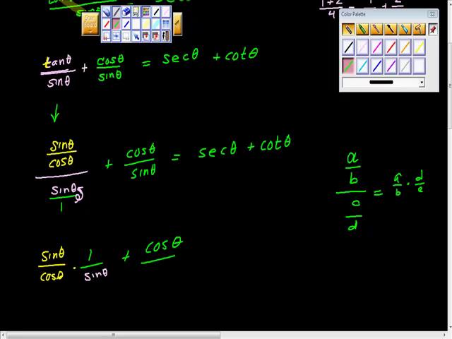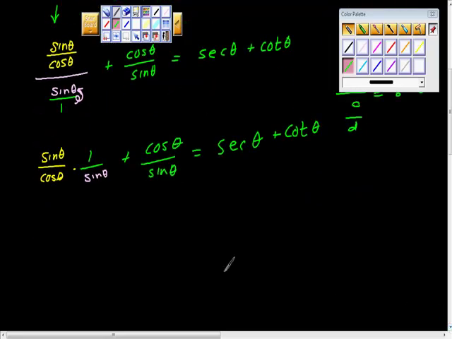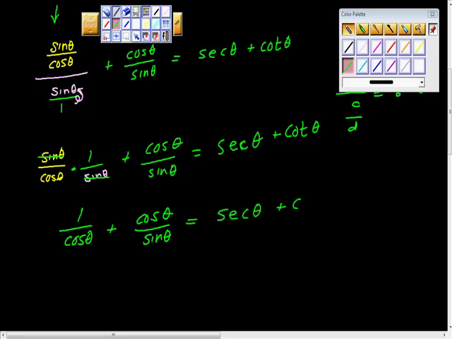Cosine theta plus sine theta equals secant theta plus cotan theta. If you're wondering if you should write all this out, no. The right-hand side, you don't have to keep bringing it along. I just want you to know that we're ending up where we said we were going to end up, so I have to go back. So check this out. We can cross-cancel, a cross multiplication, right? So we get 1 over cosine theta plus cosine theta over sine theta is equal to secant theta plus cotan theta. This one is proven, right?